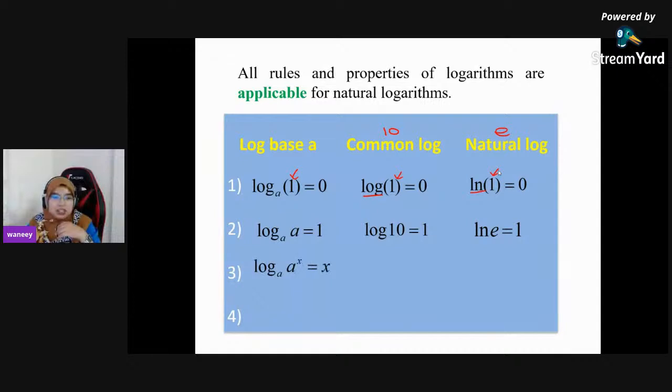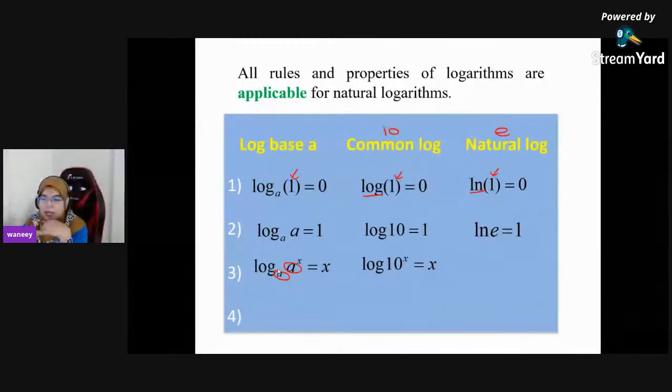So again, in general, log a of a to the power of x is equal to x. This one, they are similar. We have the same base over here and here. So that is how we can easily simplify them. So log 10 of 10 to the power of x is also equal to x. And for e, it is supposed to be e to the power of x. So ln of e to the power of x is equal to x.